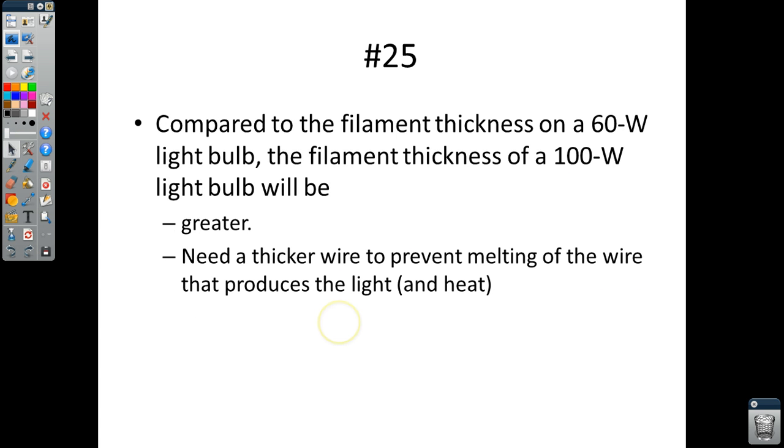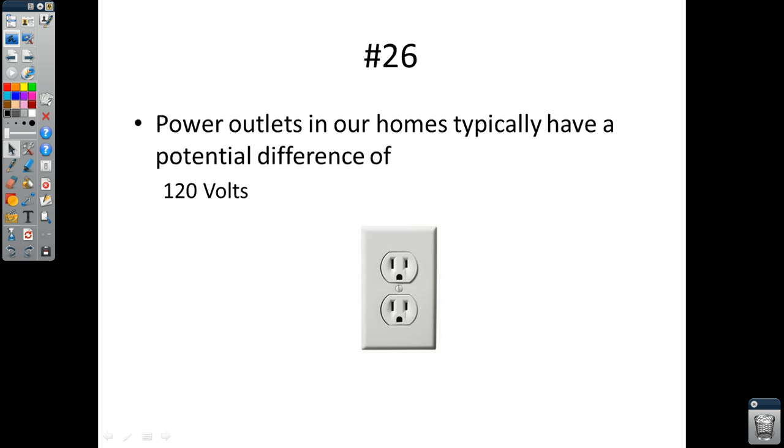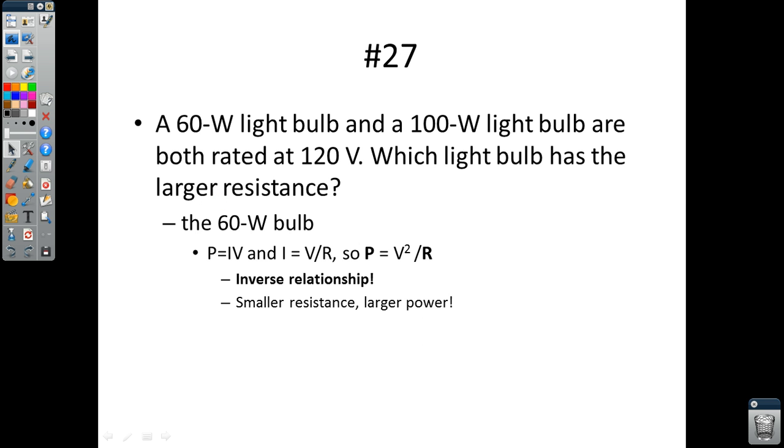For number 25, says compared to a filament thickness on a 60-watt light bulb, the filament thickness of a 100-watt light bulb will be greater. You actually need a thicker wire to prevent the melting of the wire that produces the light and the heat. For number 26, power outlets in our homes typically have a potential difference of 120 volts.